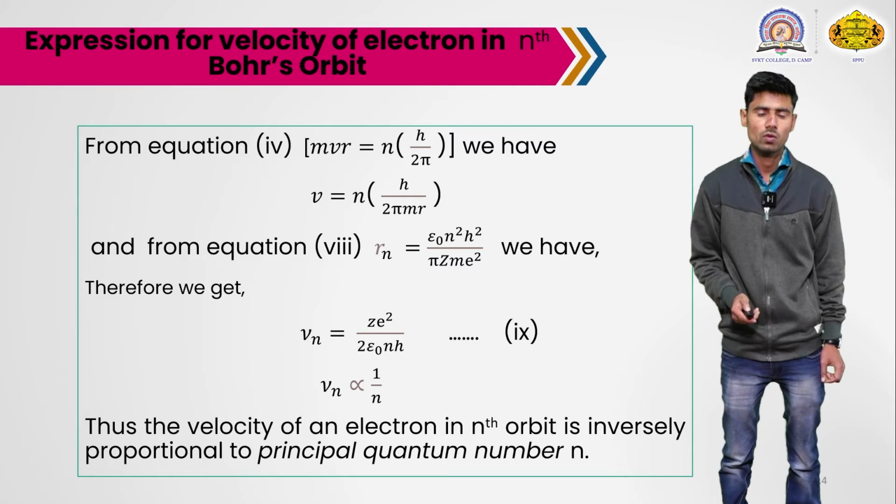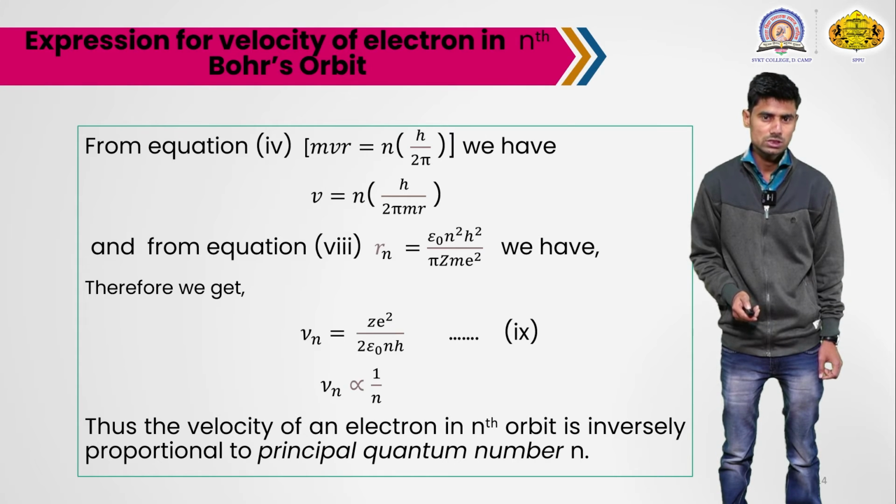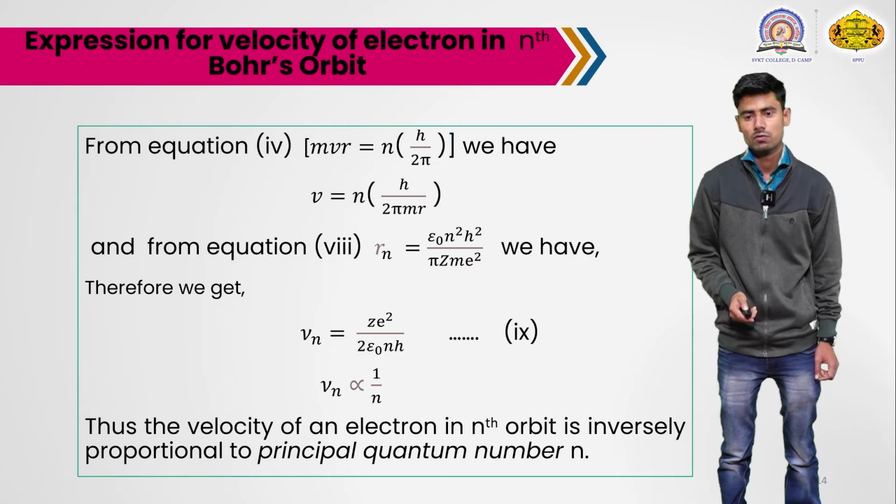So this is the formula for the velocity of electron in the nth Bohr orbit, and you can see that the velocity of electron in the nth Bohr orbit is inversely proportional to n. That is, as the orbit number n increases, the velocity of the electron goes on decreasing. So velocity is inversely proportional to the principal quantum number here.